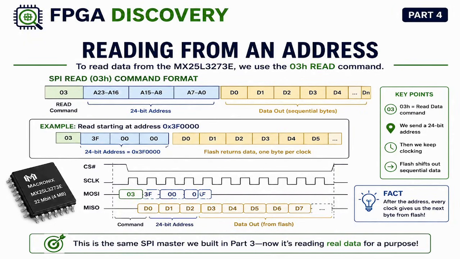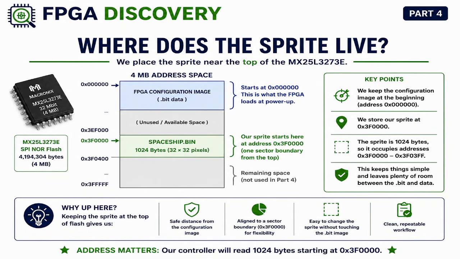After that, we don't need to send another address for every byte. We simply continue generating clock pulses, and the flash automatically outputs sequential data from increasing addresses. That's perfect for our sprite. Once we point to the first address containing pixel data, we can simply keep clocking until all 1024 bytes of pixel data have arrived.